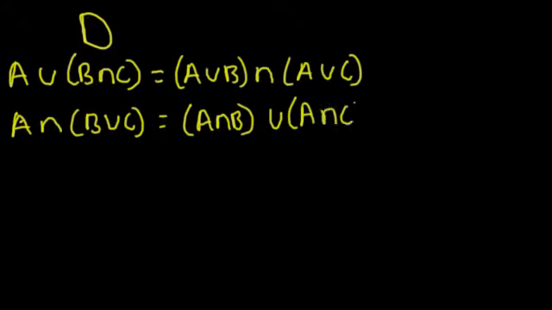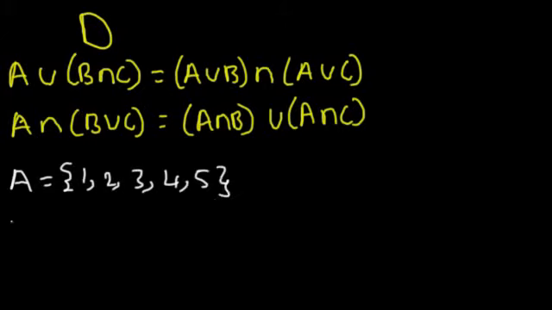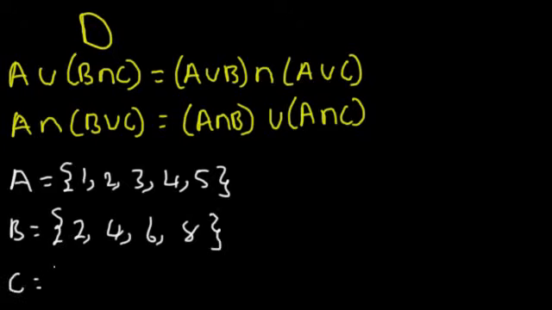Now let's try to show this using some examples. Let's say A is a set and it includes elements 1, 2, 3, 4, 5. B is also a set and it includes elements 2, 4, 6, 8. And C is a set and it includes elements 1, 3, 5, 7.